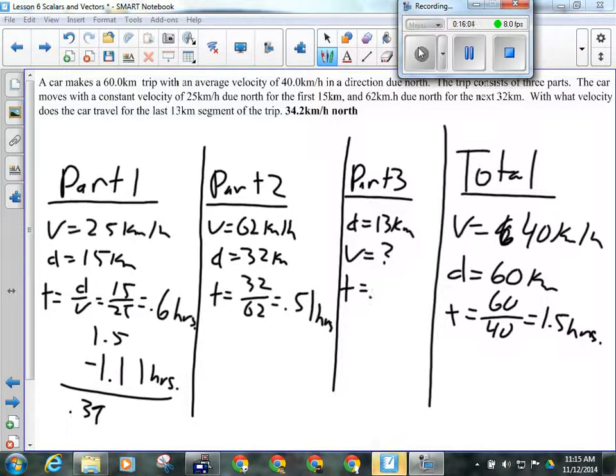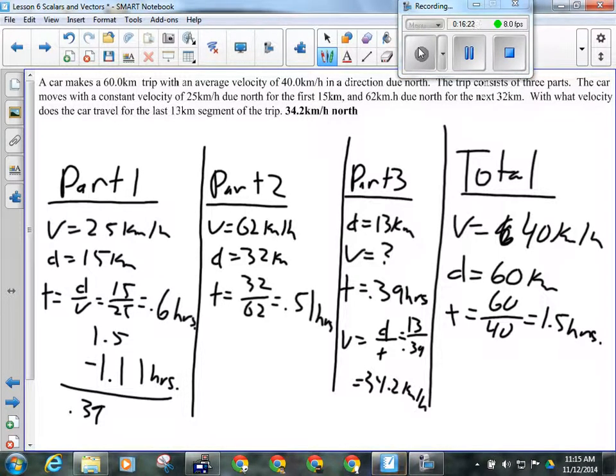That should leave me with 0.39 hours, is that right? So there's my time for part 3. Can I find v now? Yes, because now I have d and t. So v equals d over t, 13 over 0.39, and that should give us 34.2 kilometers per hour. Basically, I wanted you to have to do a bunch of calculations before you got the answer. Yes, that's cruel and unusual punishment, but okay. Does everyone follow me on how that one worked? Any other ones?